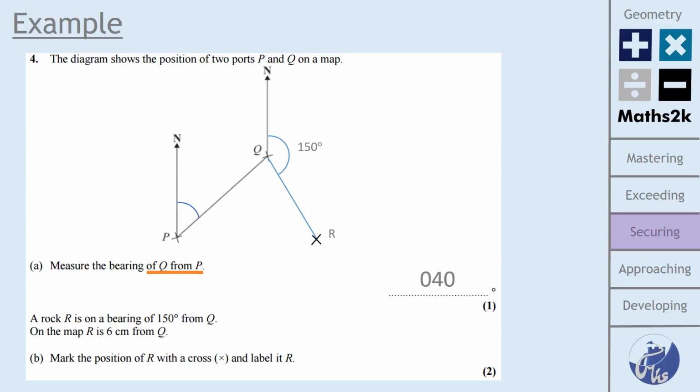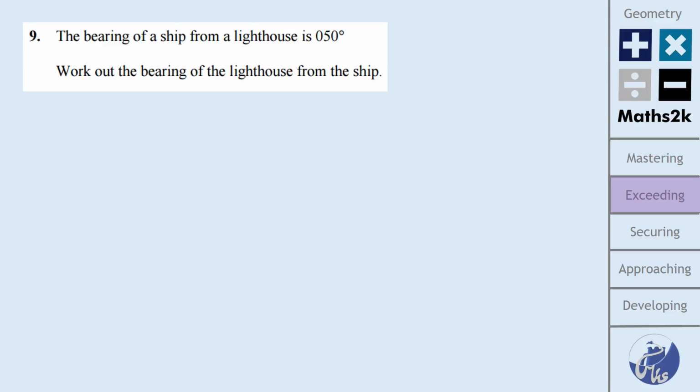The next question I'm going to do, I really like this question because it is so often done wrong, and I want to make sure that you have an idea of how you could go about solving it. So in this question, we don't have a diagram. We're just told that the bearing of a ship from a lighthouse is 050 as a bearing. Then it says work out the bearing of the lighthouse from the ship.